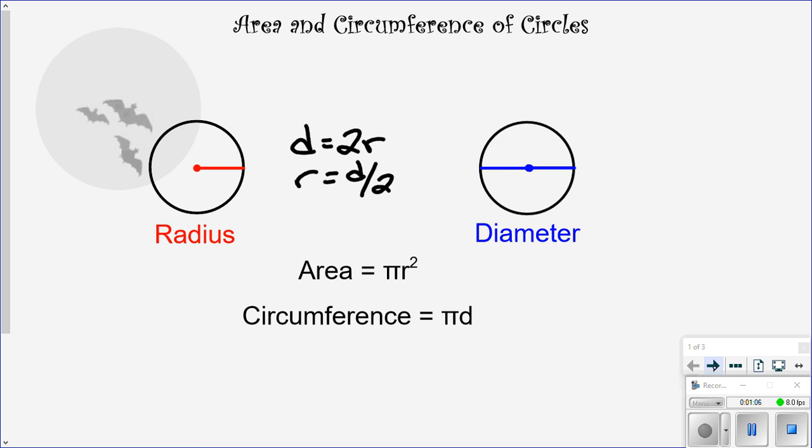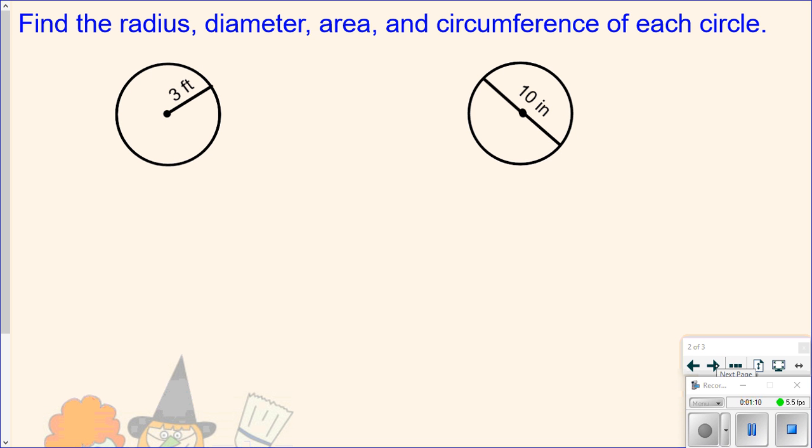So let's look at a couple examples real quick. In this first example, they gave us the distance from the center to the outside, or the distance halfway across the circle. So what they gave us was the radius. So to find the diameter, we can just simply double that. So the diameter is just 2 times the radius, so that would be 6 feet.